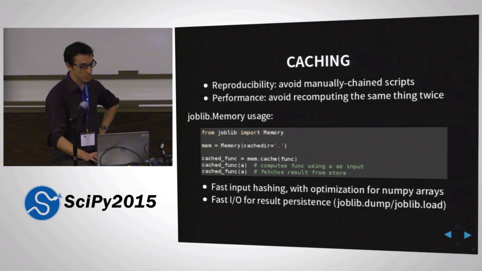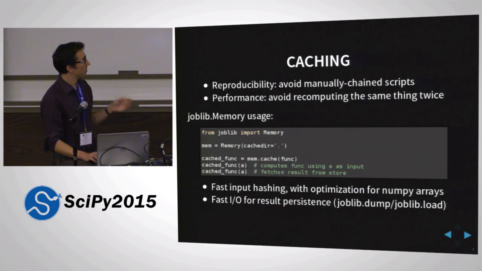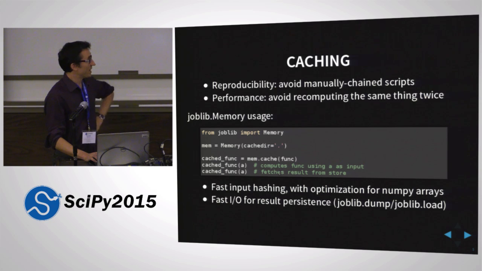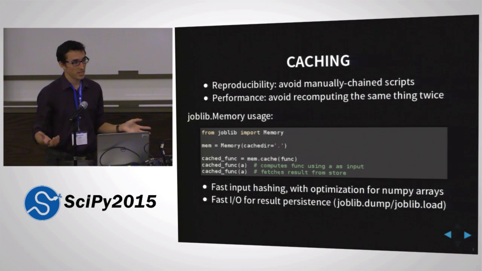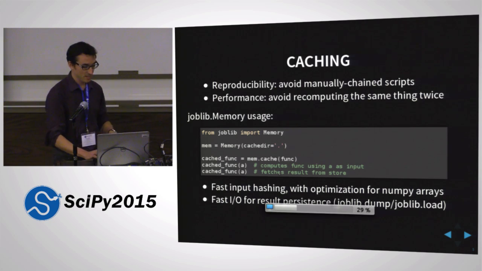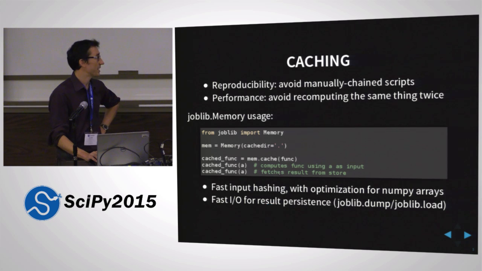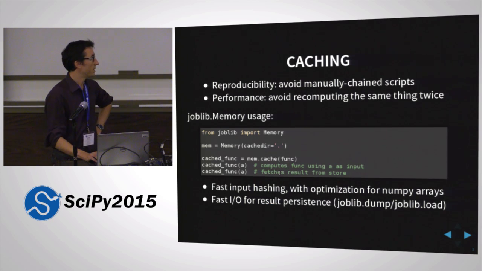So the way it looks in joblib is you create a memory object, you tell it where to store the data, you have a function that you want to cache, and then you use this mem.cache thing. The first time you will compute f, obviously, with a as input, and the second time you will just go to some place where the result is stored and reload that instead of recomputing it.